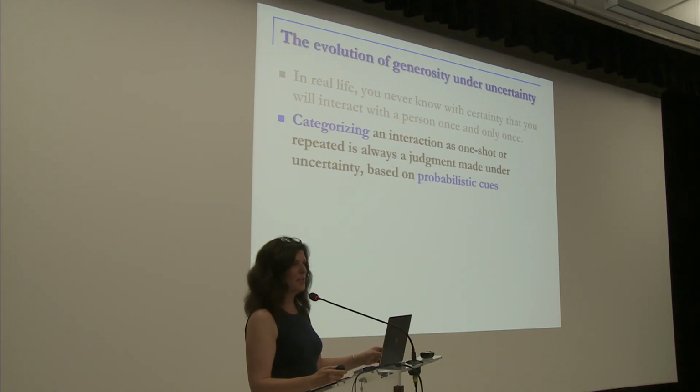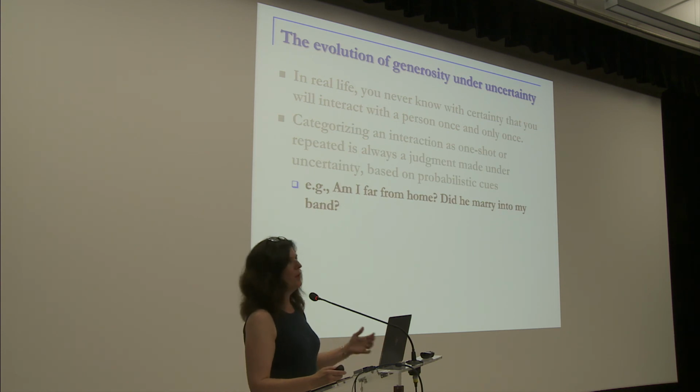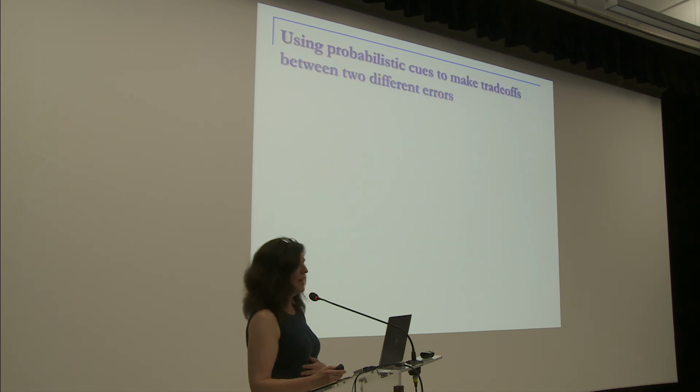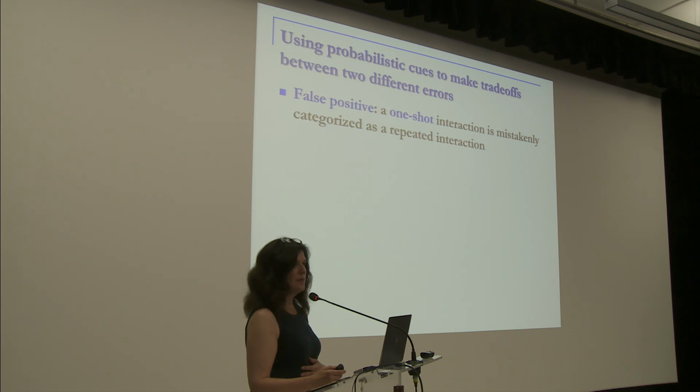Categorizing an interaction as one-shot or repeated is always a judgment made under uncertainty based on probabilistic cues. Am I far from home? Oh, I'm in Paris, not in Santa Barbara. Did this person marry into my band? So in deciding whether to initiate a cooperative relationship, a contingent cooperator has to use those cues that are available to decide whether to cooperate or defect. And they have to make trade-offs between two different errors. A false positive is when what's really a one-shot interaction is mistakenly categorized as a repeated interaction.